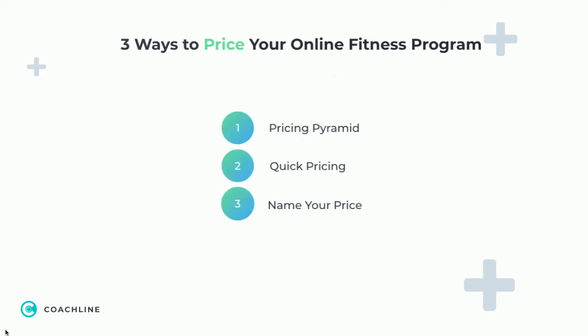So we just went over the 3 ways to price your online fitness program. I took you through the pricing pyramid. That's if you're just getting started or you just want to gut check your current prices. I went through the quick pricing where you're going to determine a weekly rate. And then I went through name your price, which is just pick a price and stick to it. So those are the 3 ways to price your online fitness program. I hope those were helpful and that one of these methods works out for you.